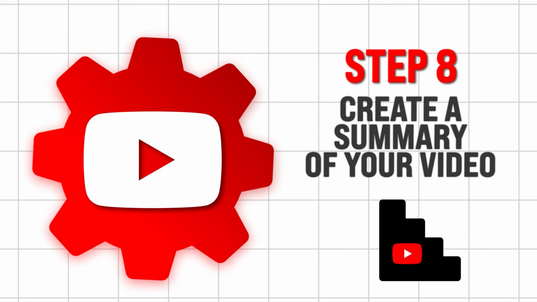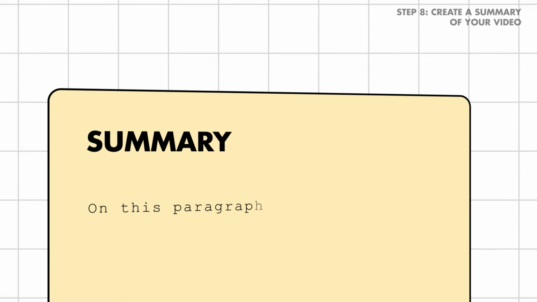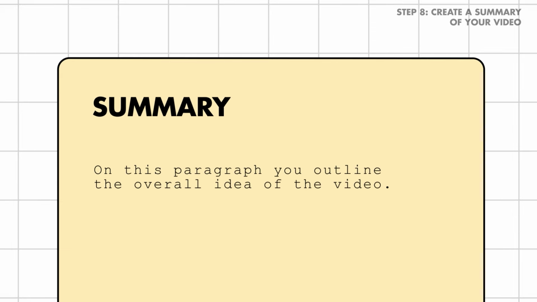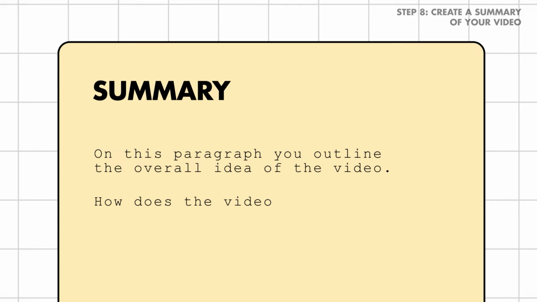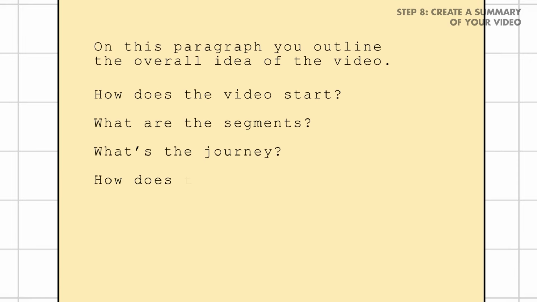Step number 8 is to first create a summary of your video. This is a 1-paragraph outline of the overall idea behind your video and what your video is going to offer to the viewer. How does the video start? What are the cool little segments and what is the journey we're gonna go towards, and how does the video end?